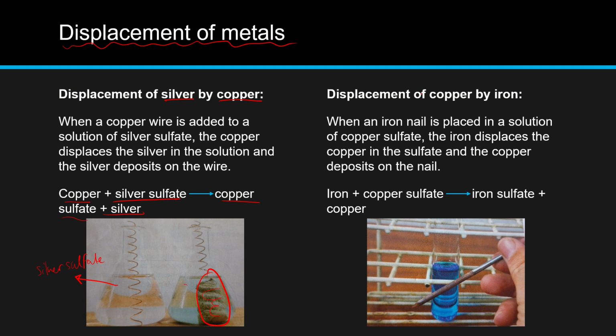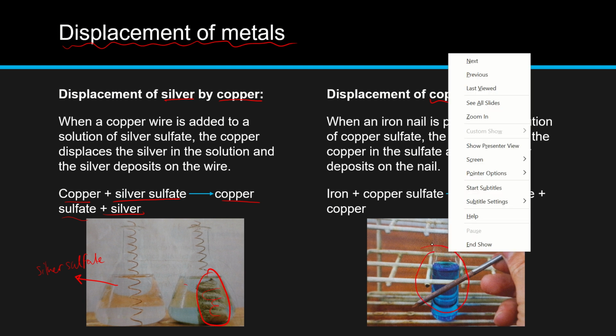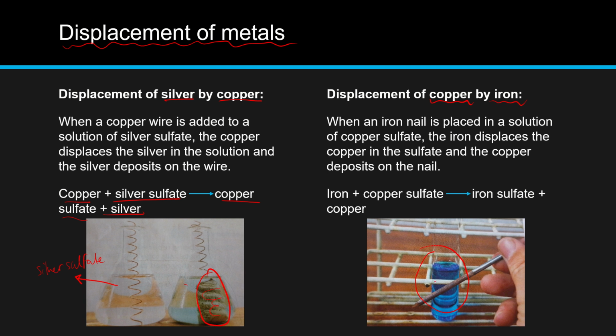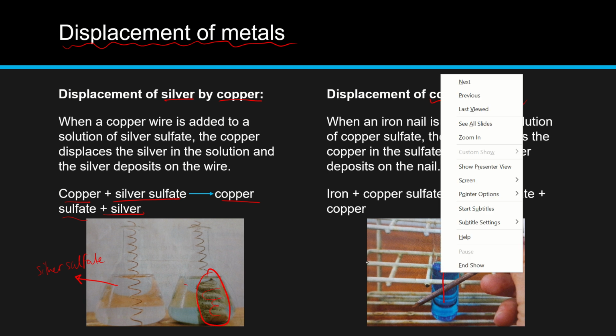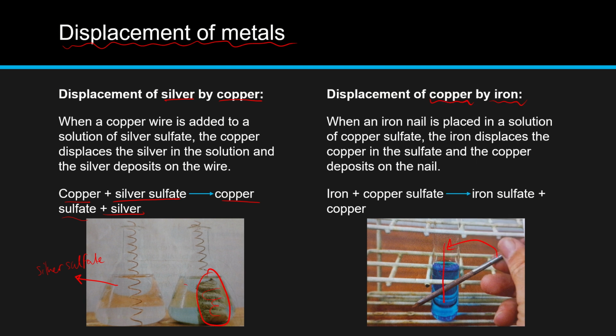Now, displacement of copper by iron. This is another example. So, this is a solution of copper sulfate. Here this blue color solution is called copper sulfate, and here is an iron nail. When this iron nail goes inside the solution of copper sulfate, what happens is the iron in the nail goes into the solution and the copper in the solution deposits on the iron.